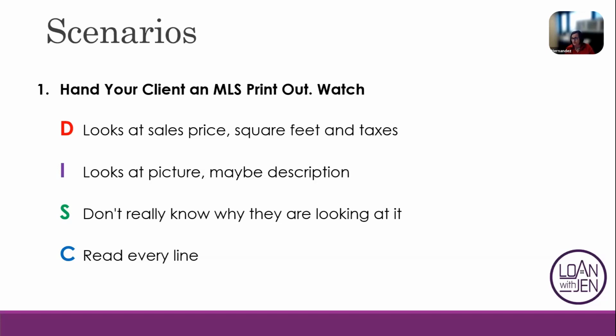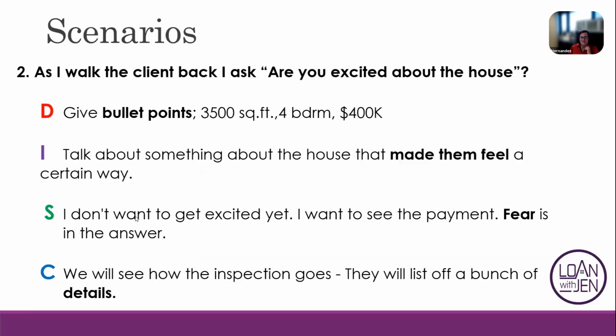They're totally overwhelmed and confused. The process is a lot for them. Like, oh my God, change is about to happen. The C is going to read every single line of the printout. So you can tell by just how they're responding to the information, are they a D, I, S, or a C?